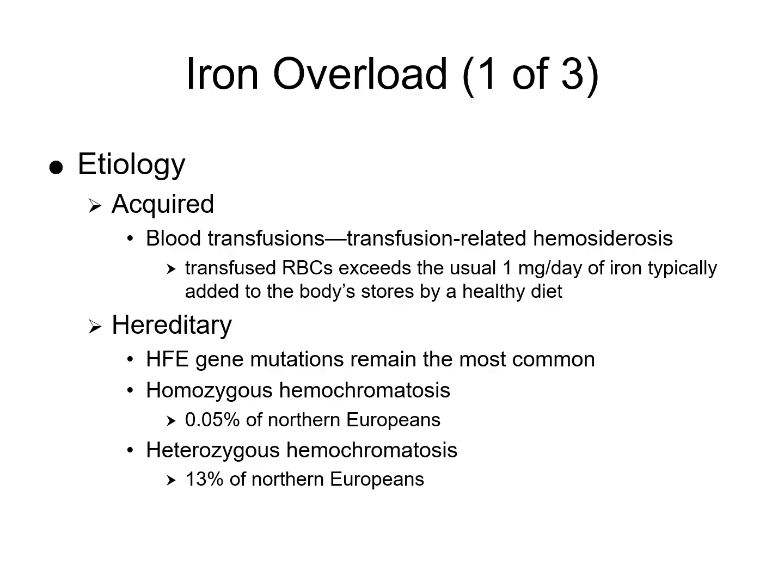You can also have a hereditary iron overload. This is primarily caused by mutations in the HFE gene, leading to hereditary hemochromatosis. Homozygous hemochromatosis occurs in approximately 0.05% of Northern Europeans, and it results in excessive intestinal absorption of iron and progressive iron accumulation in the organs. And then we have heterozygous hemochromatosis. This is present in about 13% of Northern Europeans and is usually less severe, often asymptomatic carriers or a mild iron overload.